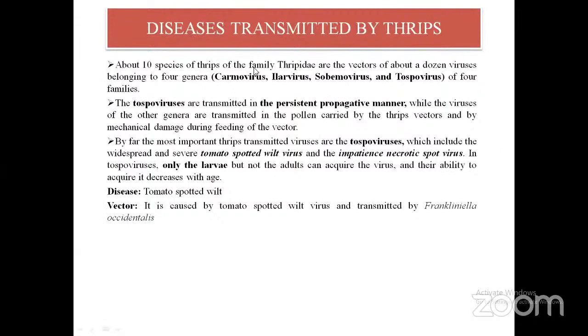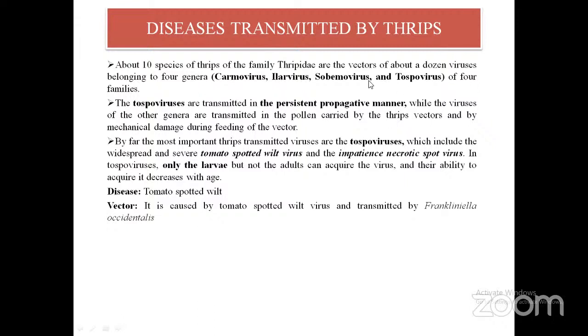Diseases caused by thrips. Order Thysanoptera. About 10 species of the thrips of the family Thripidae are the vectors of about a dozen viruses belonging to four genera. These four genera are very important: carmoviruses, ilarviruses, sobemoviruses, and tospoviruses. We can later study which members are included in these four important genera.